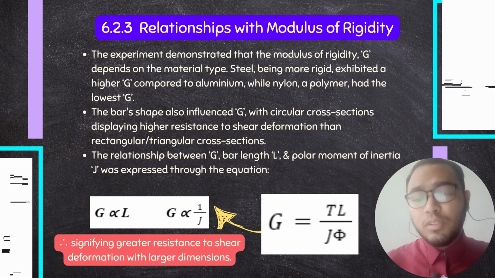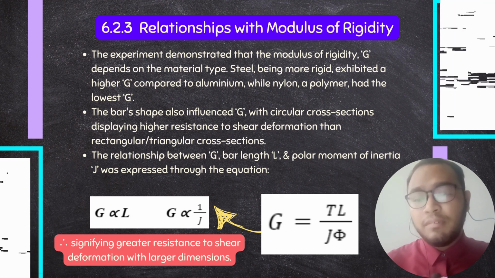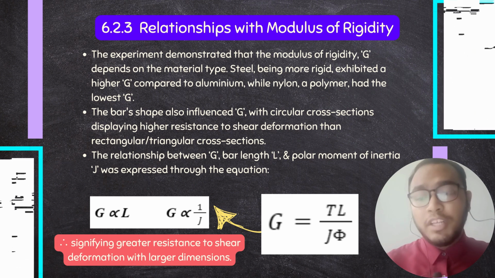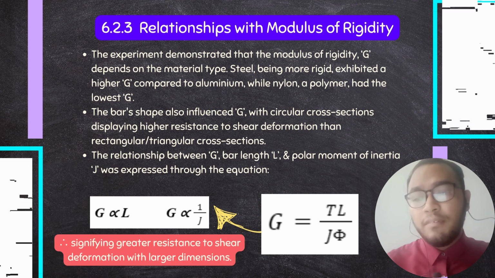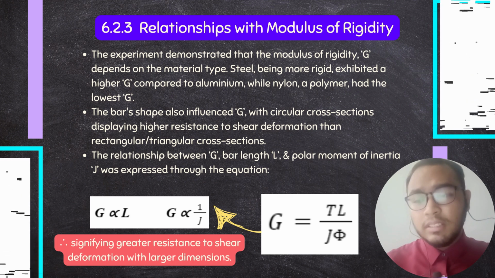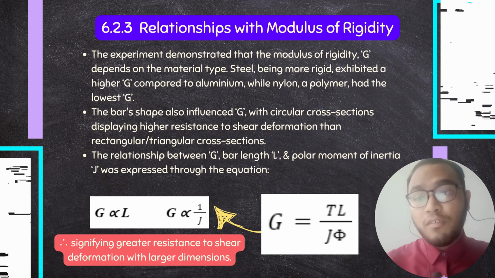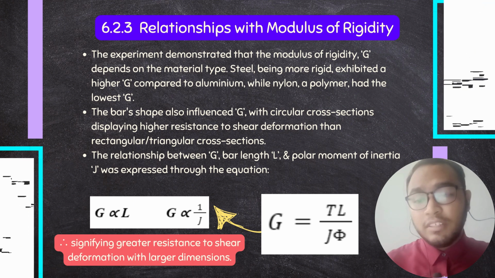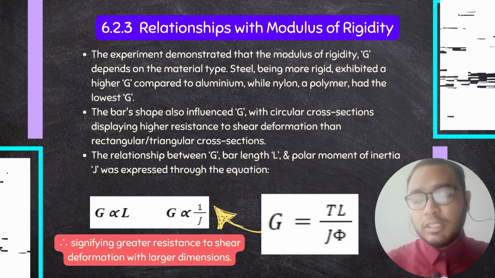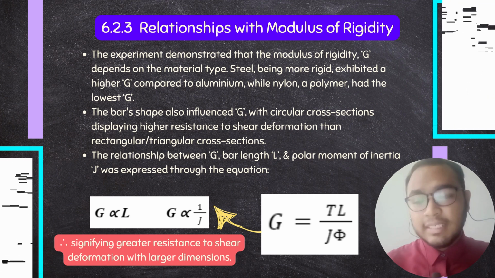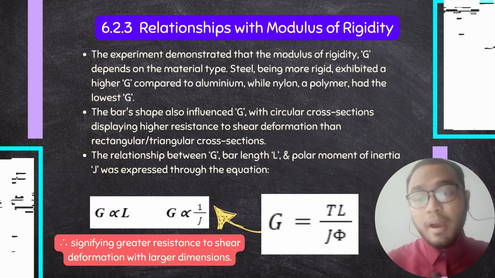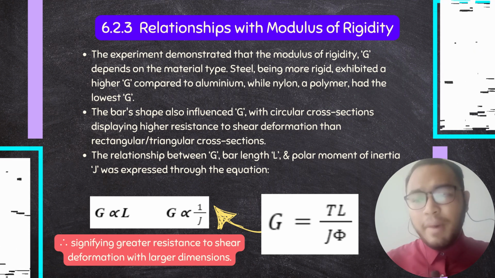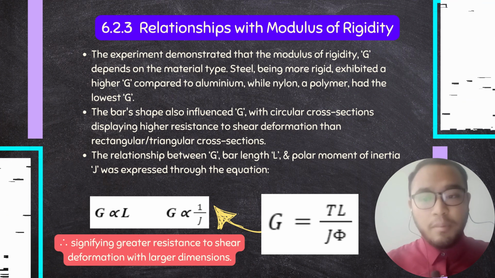The relationship between the value of modulus of rigidity with the length of the bar and the polar moment of inertia can be observed through the equation G equals TL over J phi. According to the equation, when the length of the bar increases, the value of rigidity modulus obtained will increase. As the value of the polar moment of inertia increases, the value of rigidity modulus obtained will decrease. This indicates that if the dimensions of the bar increase, the value of rigidity modulus will increase, and the bar will be more resistant to shear deformation.